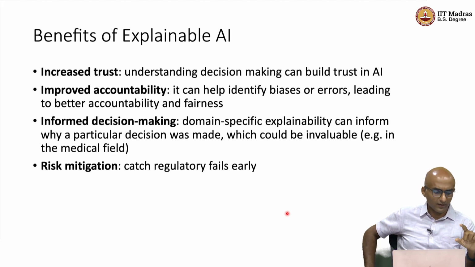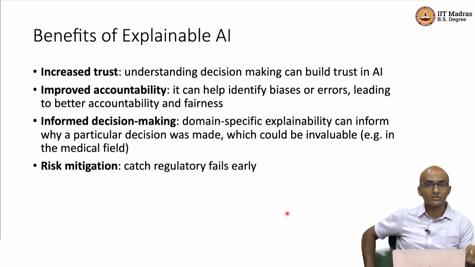But if the AI can also highlight the regions in the X-ray which have resulted in it taking the particular decision, that provides that much more trust, but also provides direct clues to the doctor. And the doctor can take a look at those highlighted areas and say, I agree with that. Or this looks like something more is happening than just tuberculosis, right? So that informed decision making can be very valuable for certain domains. And last but not the least is risk mitigation, because you can catch the regulatory failures much earlier.